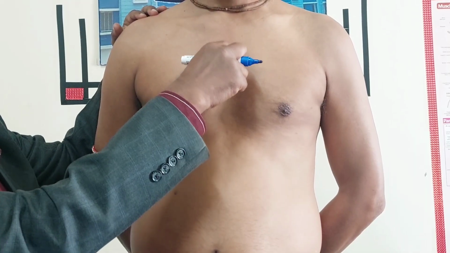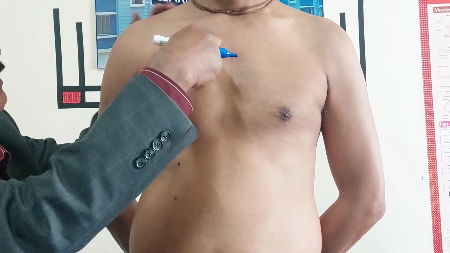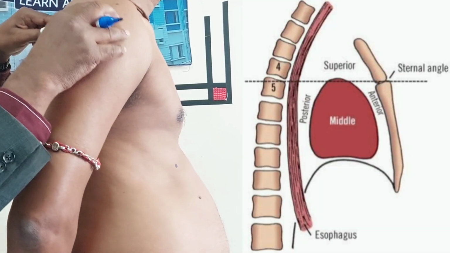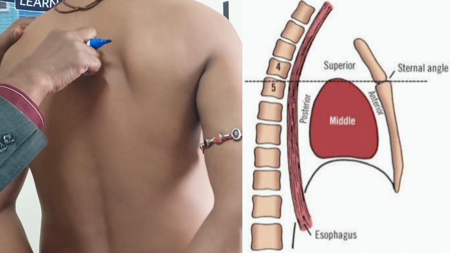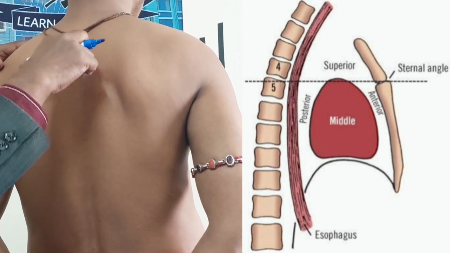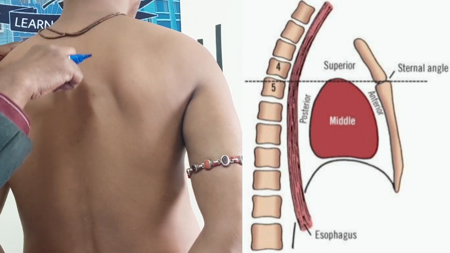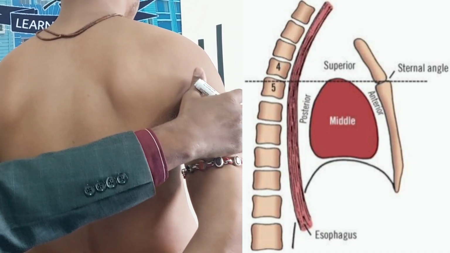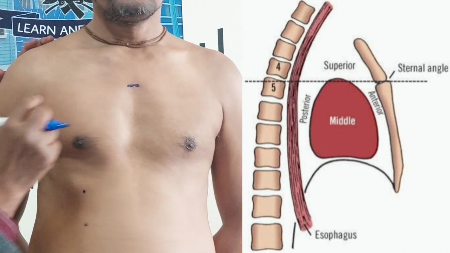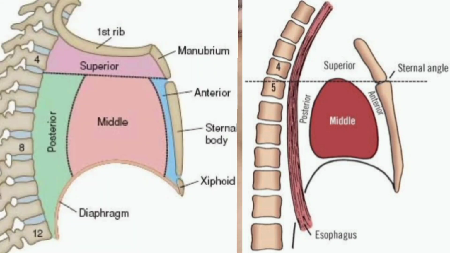If I draw a line from the sternal angle posteriorly, this line will cut the lower border of the T4 vertebra, and above it is the superior mediastinum and below it is the inferior mediastinum. So this sternal angle is a useful demarcation between the superior mediastinum and inferior mediastinum, and it cuts the lower border of the 4th thoracic vertebra.